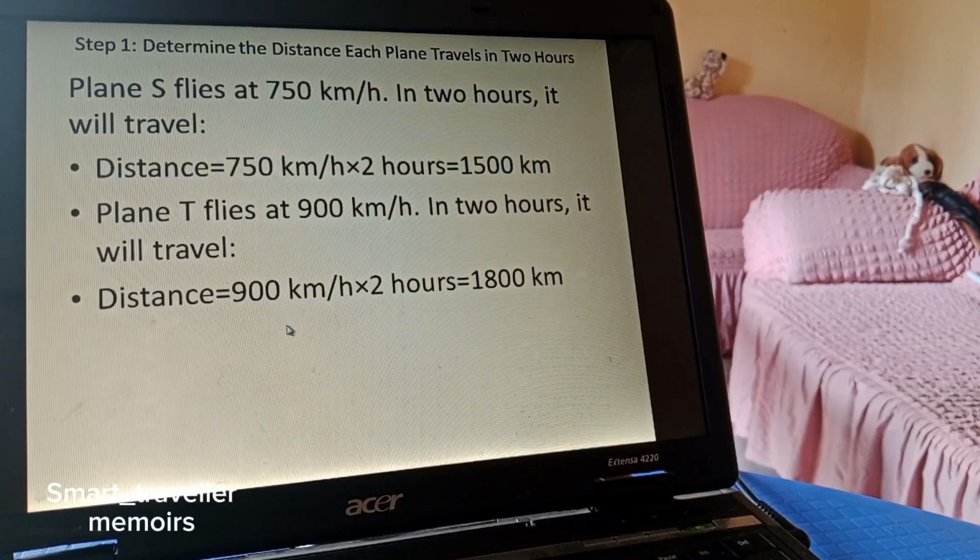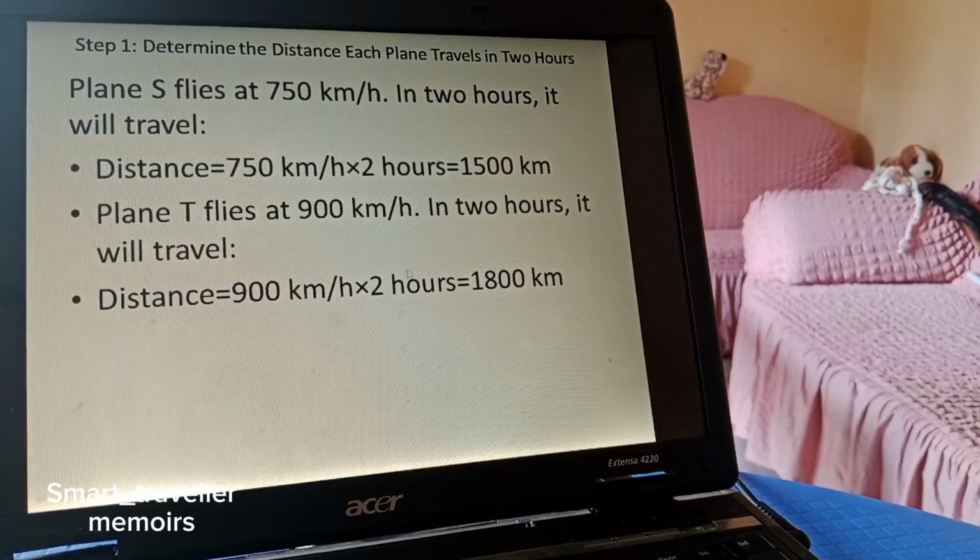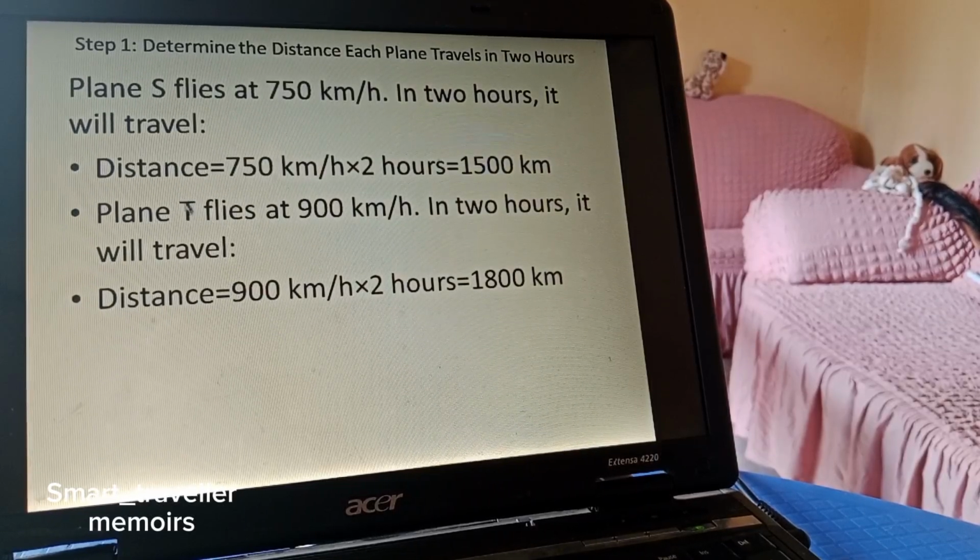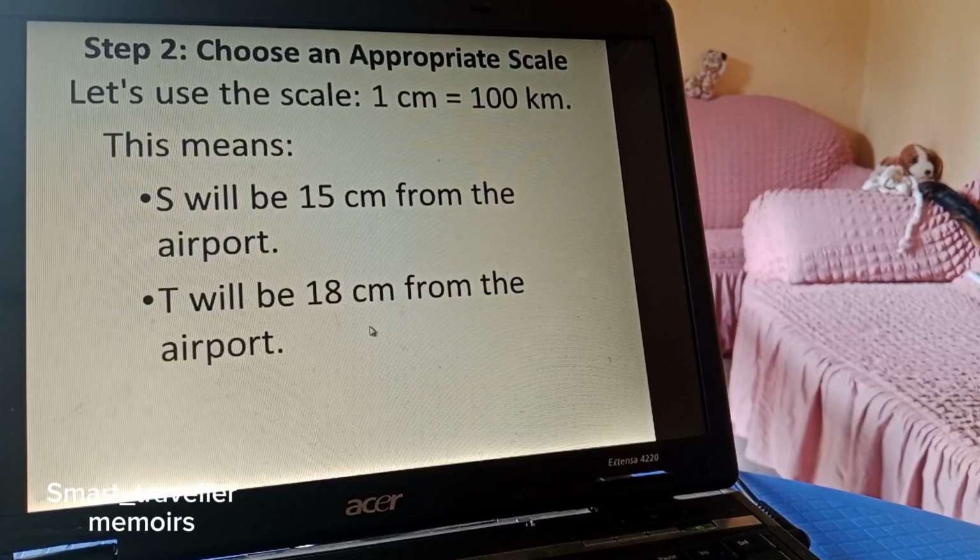Plane S flies at 750 kilometers per hour. In 2 hours, it will travel 750 kilometers per hour times 2 hours, which is 1500 kilometers. Plane T flies at 900 kilometers per hour. In 2 hours, it will travel distance equals 900 kilometers per hour times 2 hours, which is 1800 kilometers. Choose appropriate scale. Let the scale 1 centimeter represent 100 kilometers, meaning S will be 15 centimeters from the airport and T will be 18 centimeters from the airport.